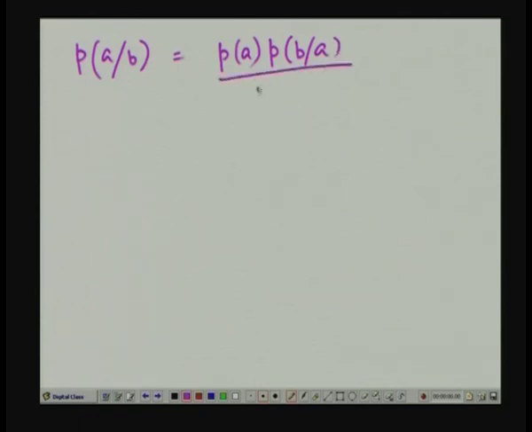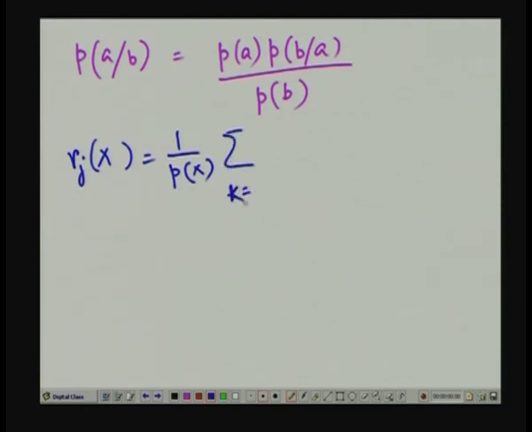Now, from our basic probability theory, we know that P(A | B) can be written as probability of A into probability of B given A divided by probability of B. Using this, you find this R_j(x), the average loss, can be written as 1 upon probability of x into summation k equal to 1 to capital M, where capital M is the total number of classes, into L_kj p(x | omega k) multiplied by p(omega k).